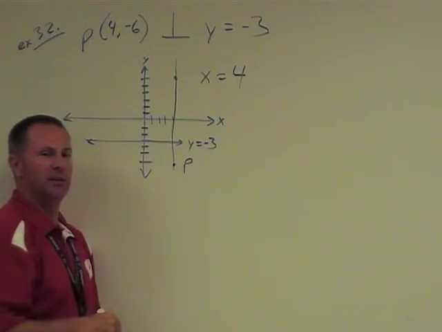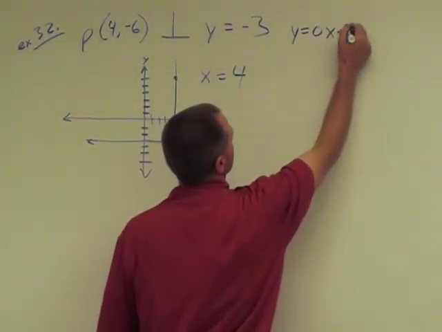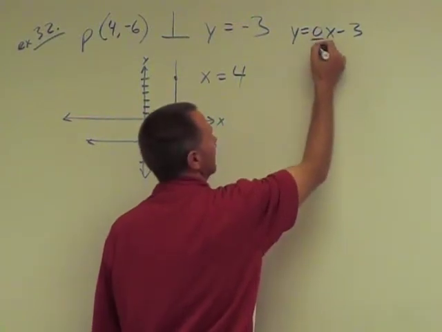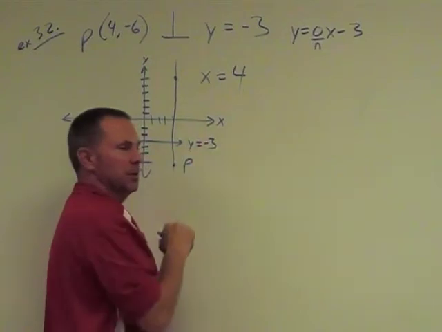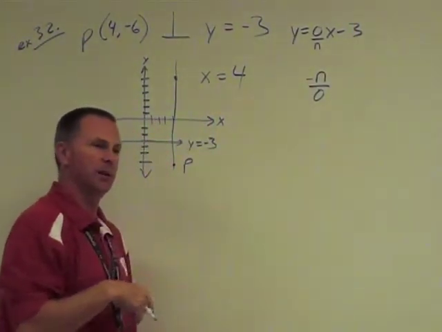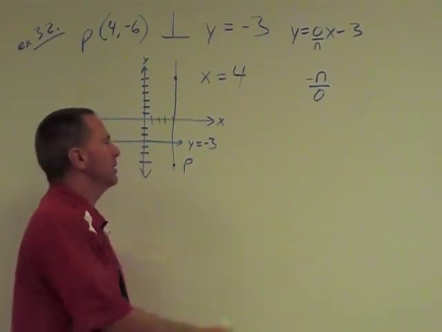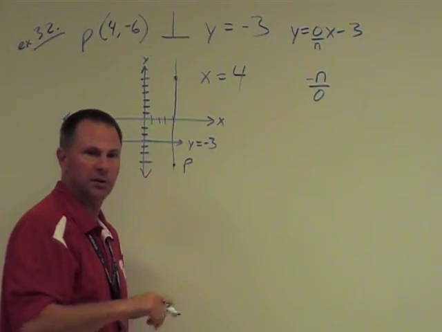Why is it undefined? What's the slope of this line? 0 over any number is 0. What's the opposite reciprocal of that? Well, you can't have 0 in your denominator, it's undefined, we can't do that. So that's why we call a vertical line's slope undefined.